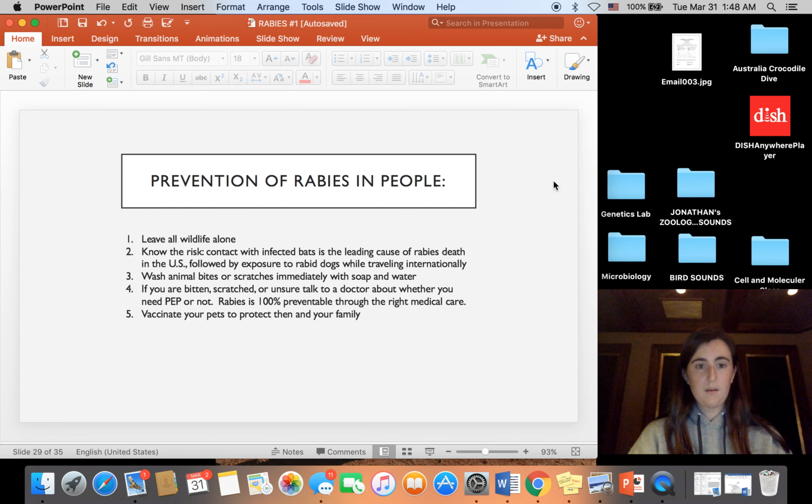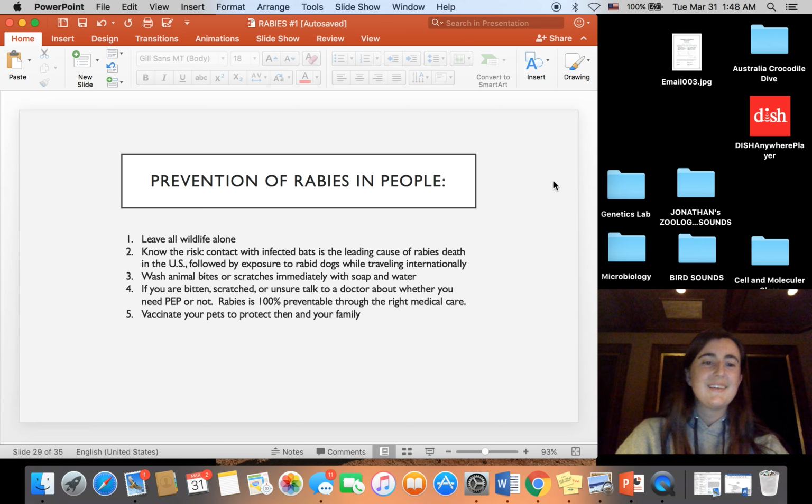Now, prevention of rabies in people. The first thing is to leave all wildlife alone. Even though they look all cute and cuddly, don't go touching them, because you don't know what that animal is doing. You don't know if it's going to be aggressive. You don't know if it has rabies. You can contract rabies if you try to pet it, and then it could bite you, and next thing you know, you have rabies.